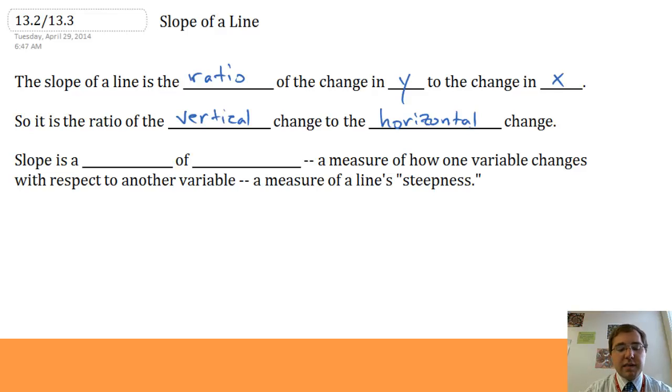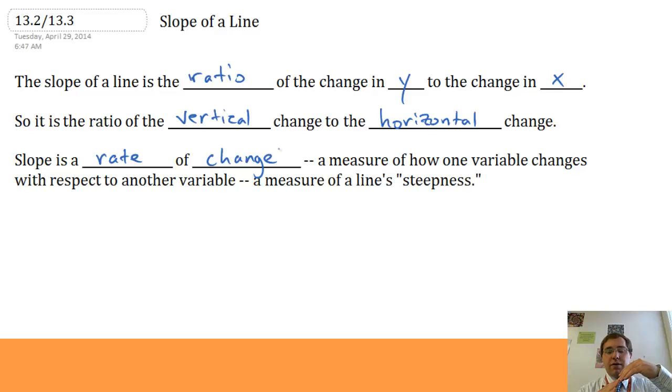In that way, slope is a rate of change. It's a measure of how one variable changes with respect to another variable. If I change one variable, how is the other variable going to change according to this set line, which is really a pattern. If we think of geometry as a study of patterns, that's really what we're doing here.